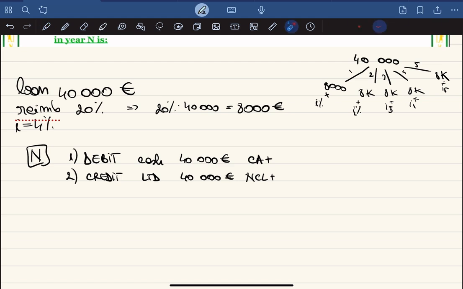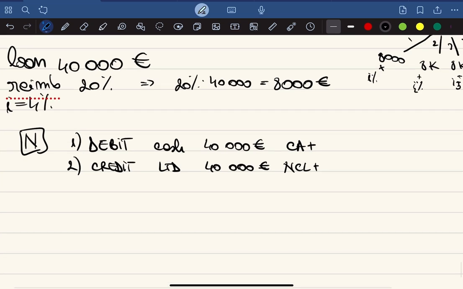So if you wouldn't have a loan, you have zero money to pay back. Now, because you borrowed something, this increases what you have to give back. So that's why non-current liability goes up. Now we're done with what happens to the loan. We'll see what happens with the reimbursements.